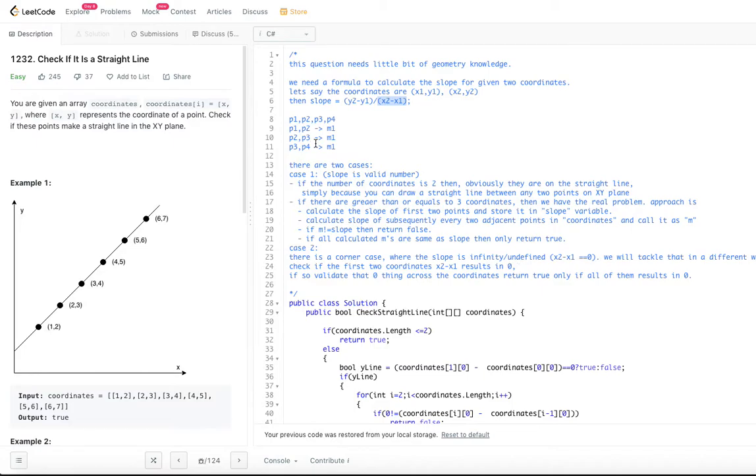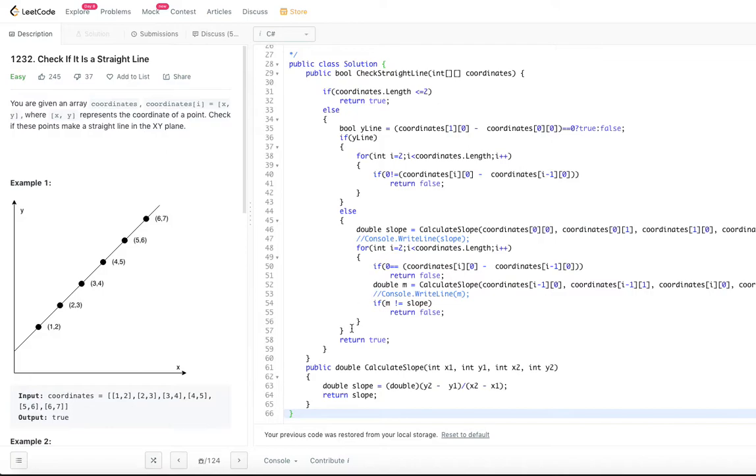So first, we will have a function to calculate the slope. Let's go ahead and look at that first. We are jumping right into the code. So I have a calculate slope function, and I am passing x1, y1 and x2, y2.